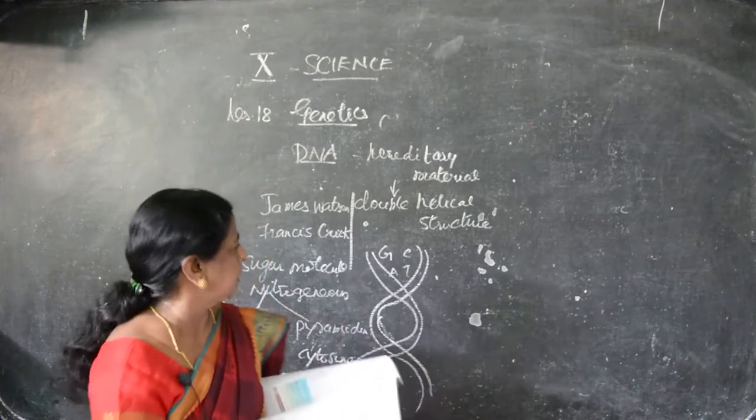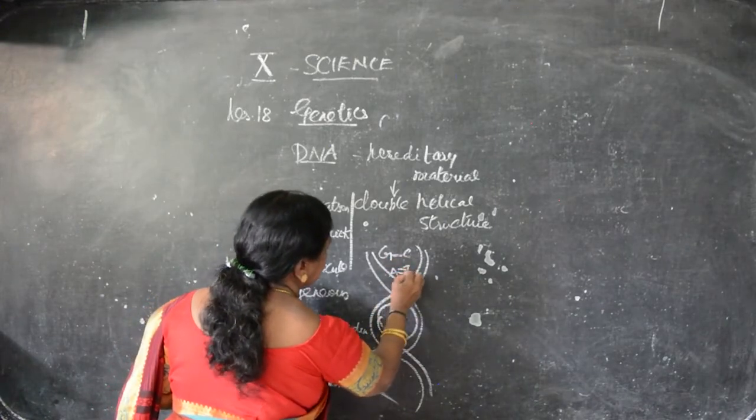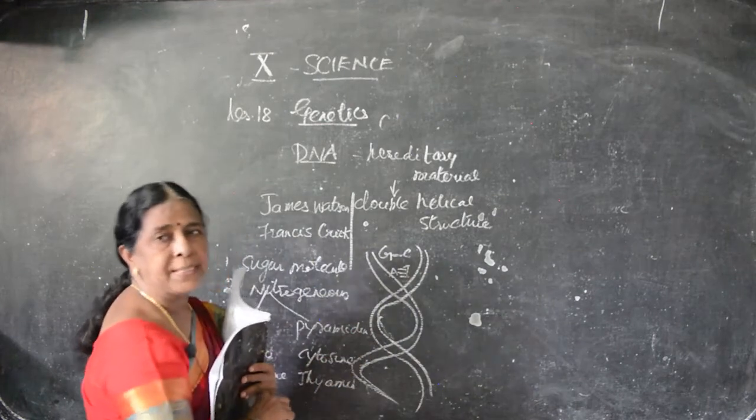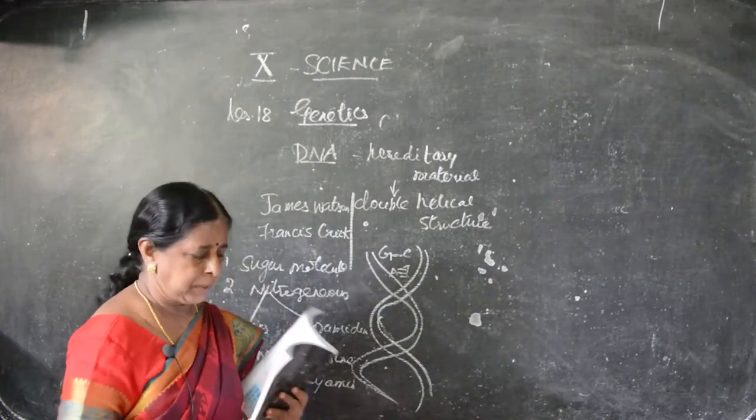In between they are connected by hydrogen bonds. It may be a double bond or a triple bond. This is what? Bond. They are connected. Guanine and cytosine, they are connected by hydrogen bonds. It may be double or triple.